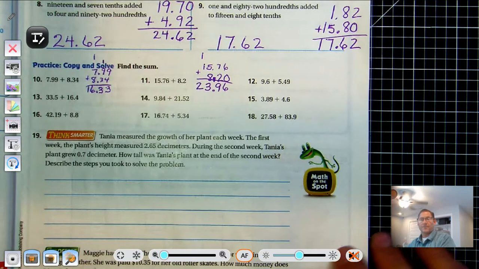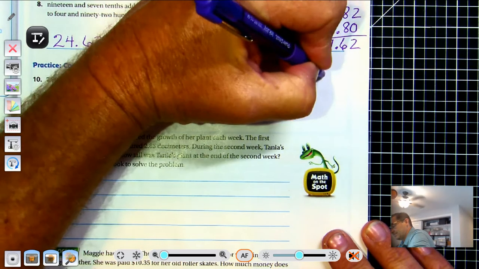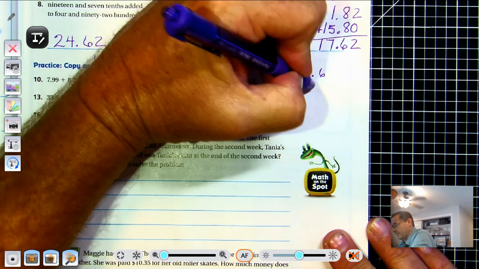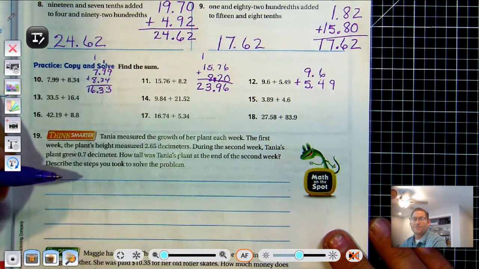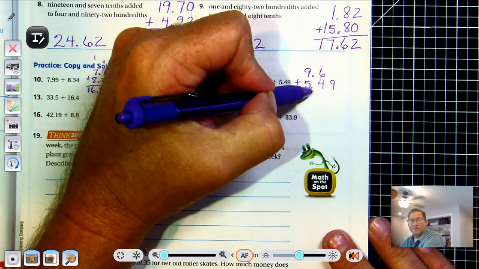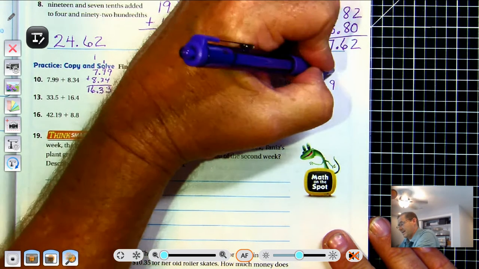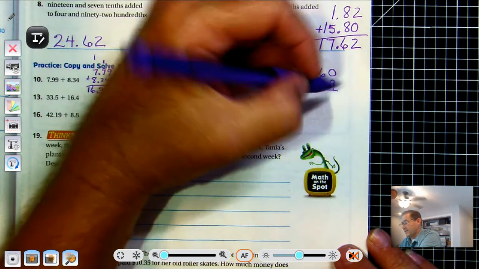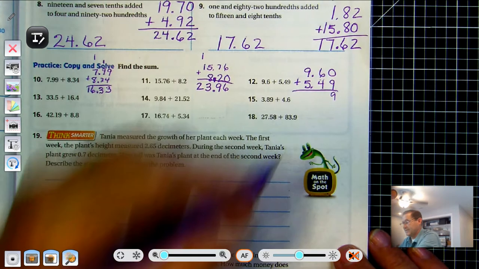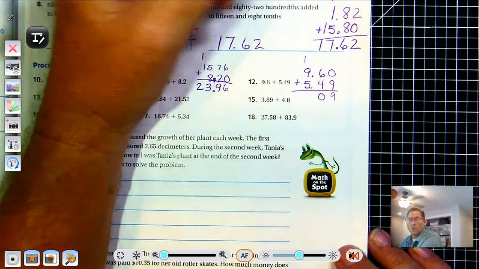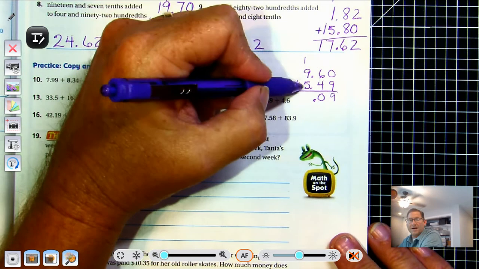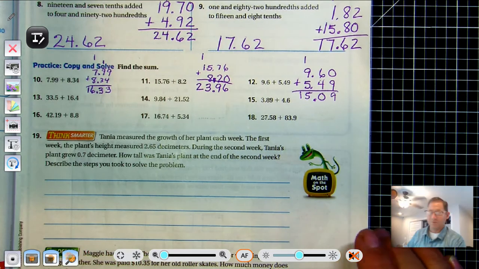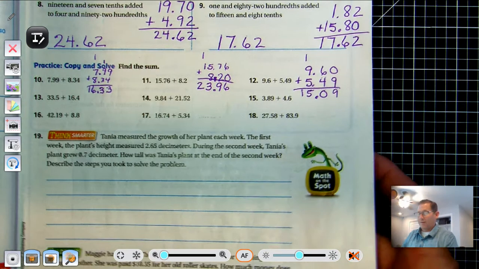Number 12. 9 and 6 tenths added to 5 and 49 hundredths. Okay, so the ones are lined up, the decimal points lined up, the tenths is lined up, and I can add a 0 for the hundredths just for making sure my place value is lined up. 9 and 0 is 9. 6 and 4 is 10 tenths. We're going to regroup that as one whole. 9 and 5 is 14, and one more is 15. So 15.09. Number 13.